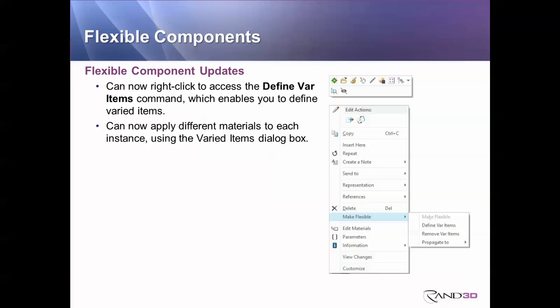That will launch the same variable items dialog box that you had when you made the model flexible, but without having to pass through the model, specifically through edit definition, for example, and get to that functionality as you had to do in the past. This is a lot faster to get to. And also you can apply different materials to instances that are created through flexibility using the vary items dialog box. So that's an enhancement to the interface as well.